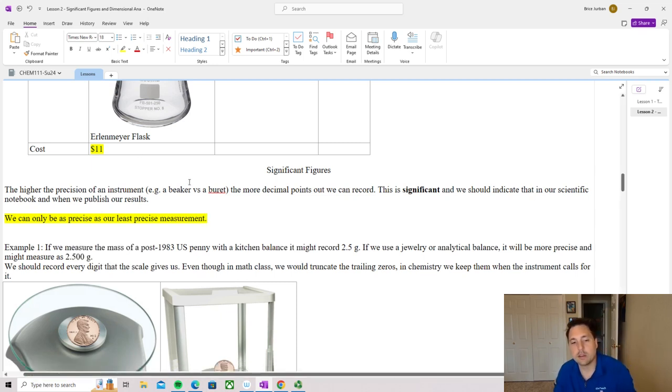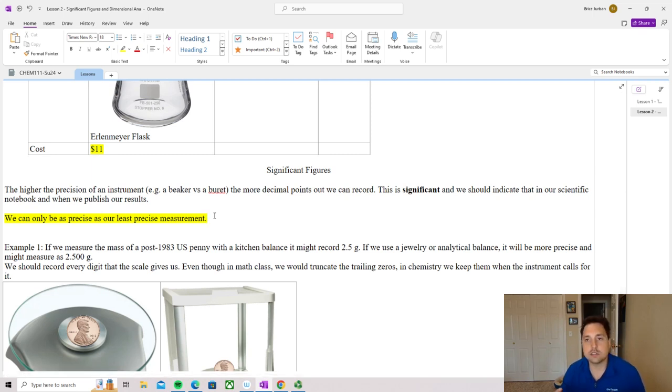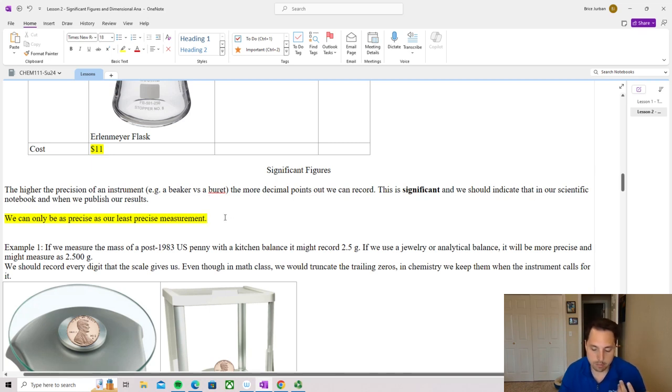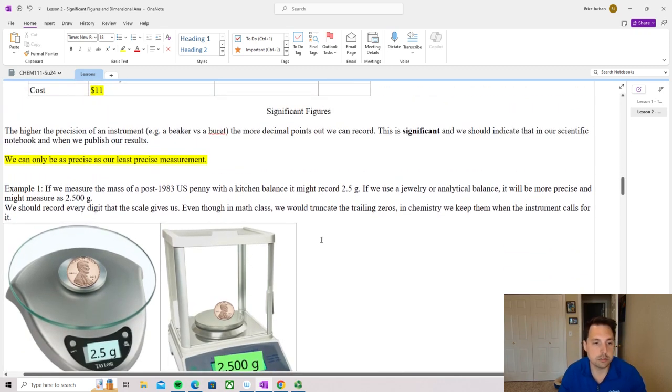So if we make a measurement of mass and a measurement of volume to find the density, we can only be as precise as the least precise of the two. So if our measurement of the volume is less precise, which would typically be the case, then we can only be precise to whatever that volume measurement was. So let's look at a couple examples here.